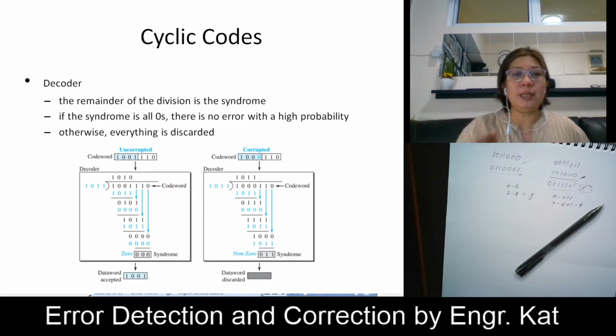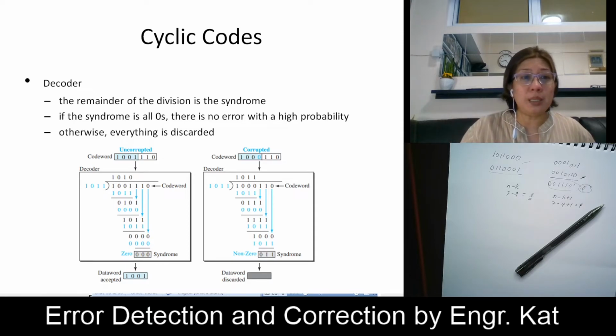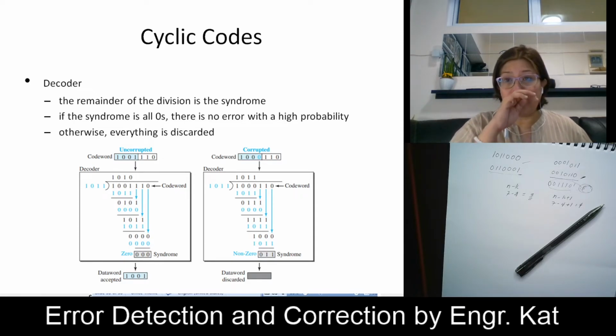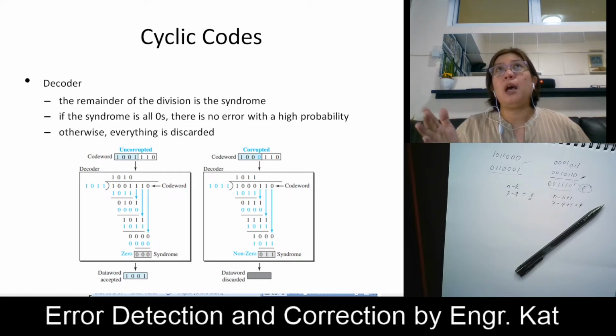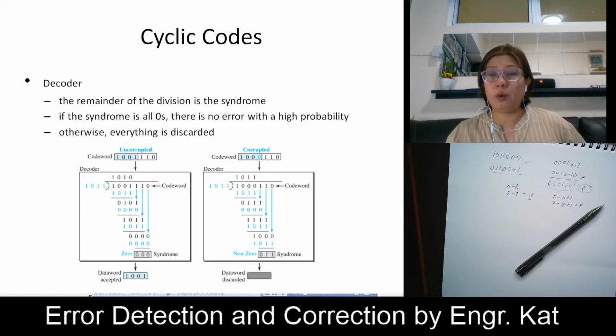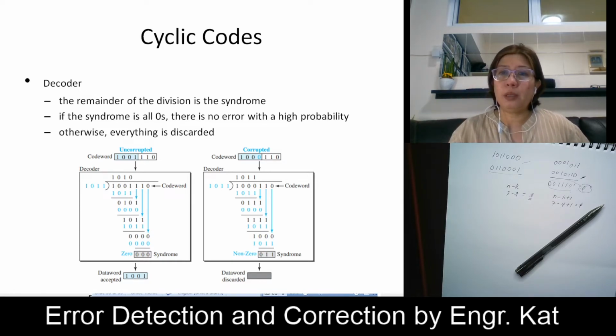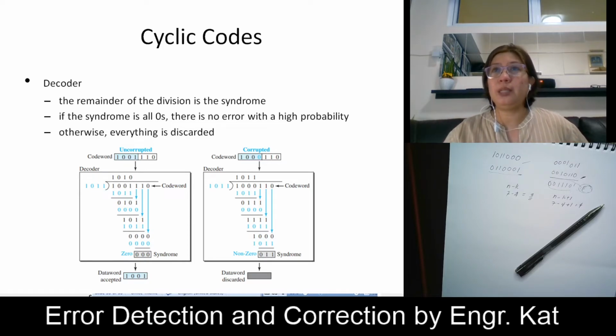So therefore, it is discarded, which means that you have an error, because the syndrome is not all equal to 0. So you can detect if there is an error just by looking at the syndrome. When your syndrome is equal to all zeros, your data word is accepted. If not, your data word is discarded.